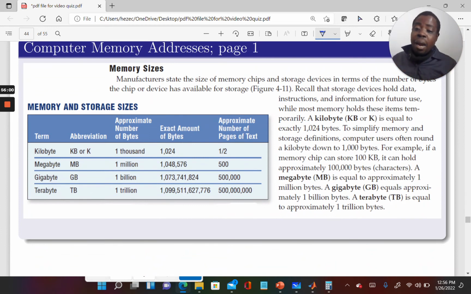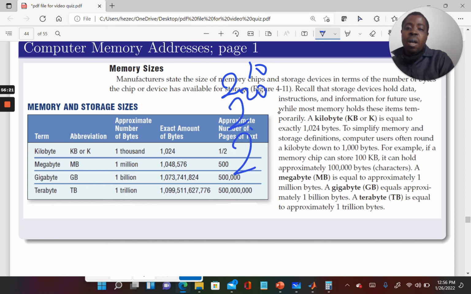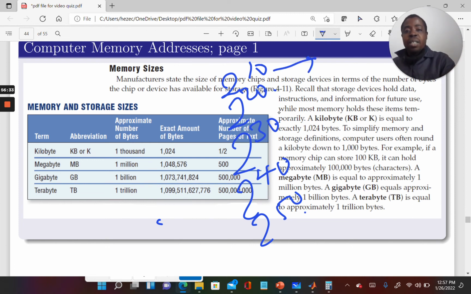So then the memory sizes again. Most laptops are gigabyte, but we are having terabyte, 2 terabyte laptops. So that means we are having more memory, and they are all expressed in terms of the power of 2. Kilobyte is 2 raised to power 10. You have 2 raised to power 20, 30, 40, 50. The difference in the power is 10. This is kilobyte, this is megabyte, this is gigabyte, terabyte, petabyte.